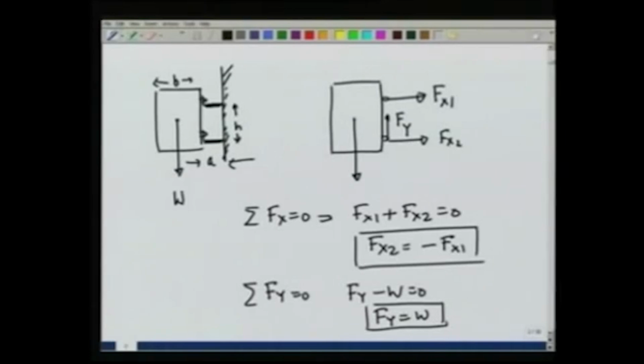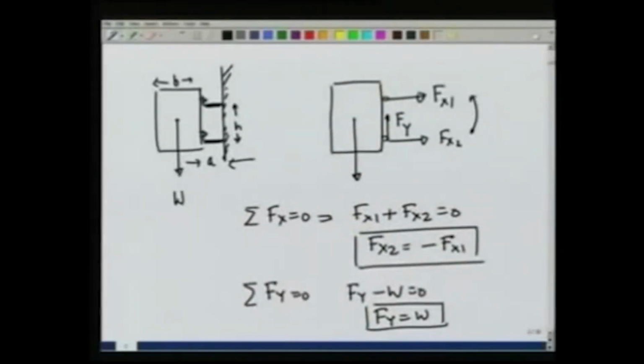You may ask at this point, how come these two forces F x 1 and F x 2 are generated? It is because F y and W give a couple in this direction, and to oppose this there must be horizontal forces generated at the joint to counterbalance this couple. So, we have gotten these two answers. Let us now look at balancing the torque.